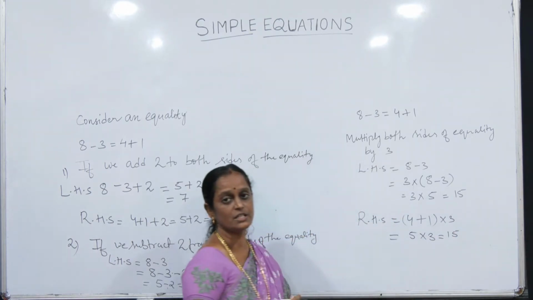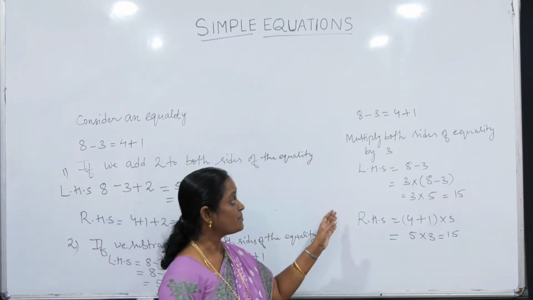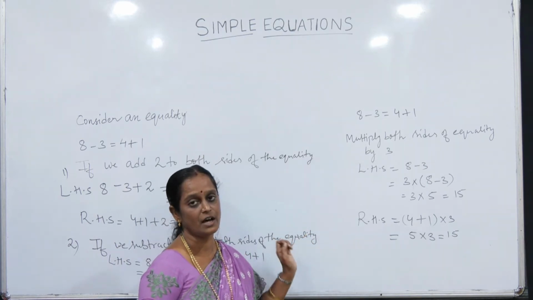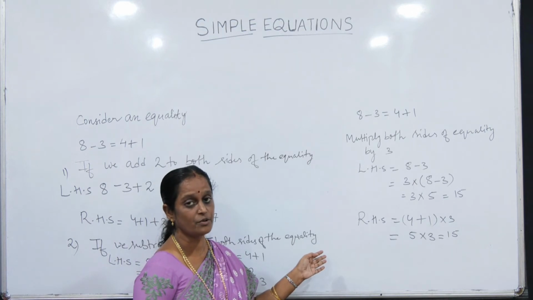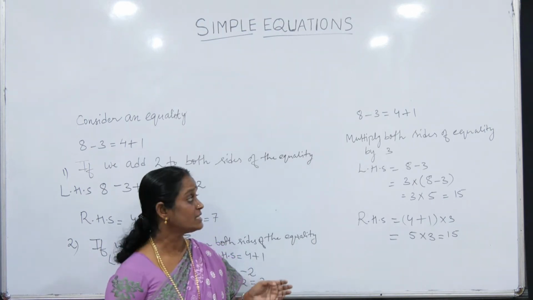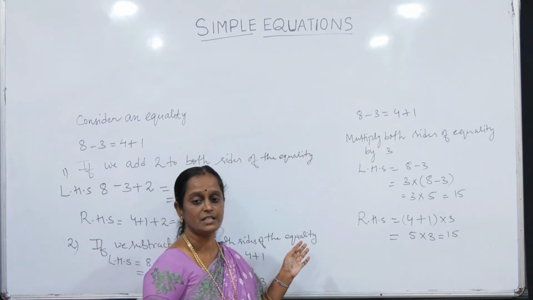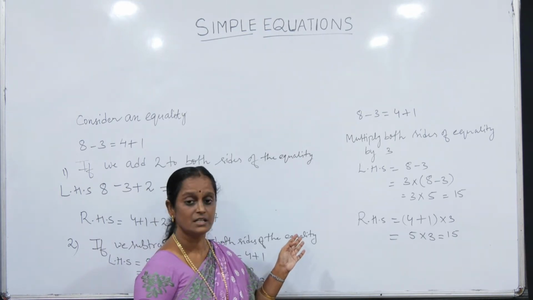Now here students, you can see that when we multiply 3 to both sides of the equality, the new LHS formed and RHS formed are equal. Both are equal to 15. So what we can say? We can say that if we multiply both sides of the equality by the same number, the equality still holds.